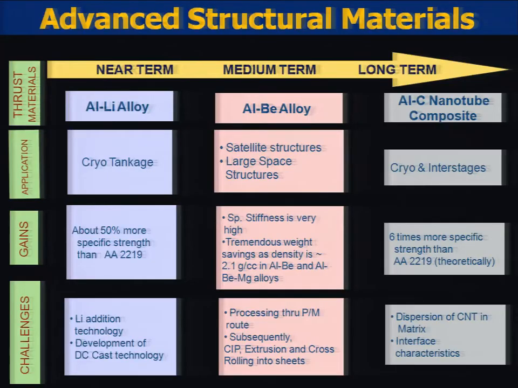Then for the future, we are looking at aluminum and lithium alloys, then aluminum beryllium alloys, and also aluminum carbon nanotube composites for cryo tank cages, satellite structures, and large space structures, cryo and interstages. Then we are also looking at about 50% more specific strength than the AA2219.